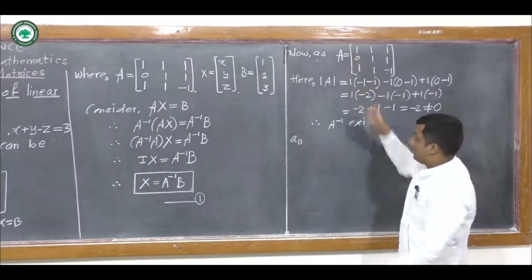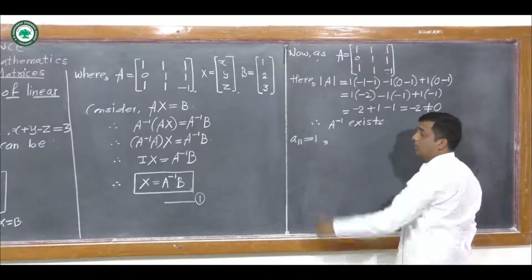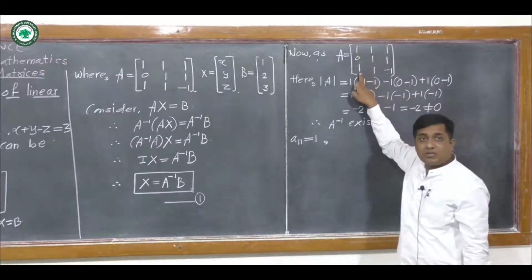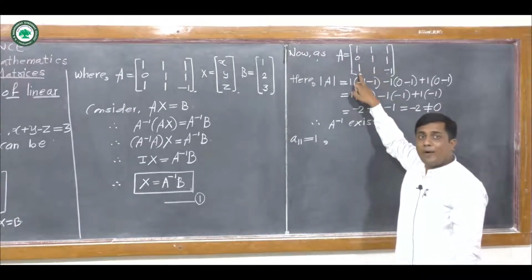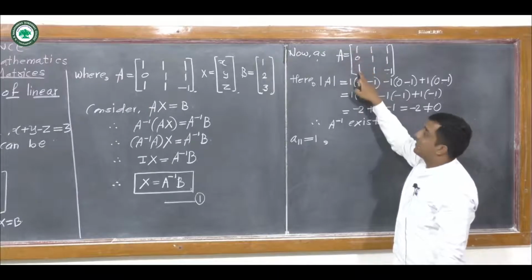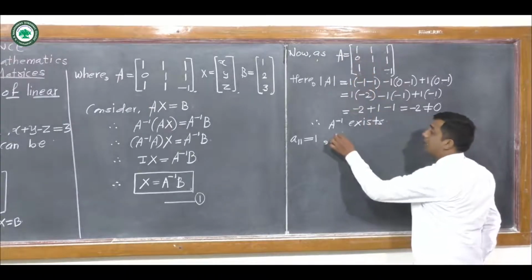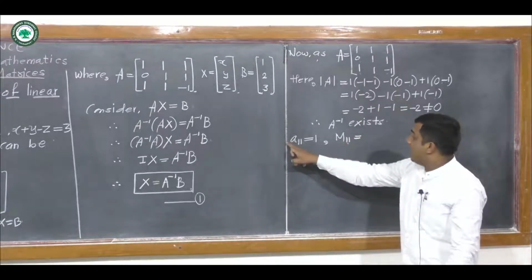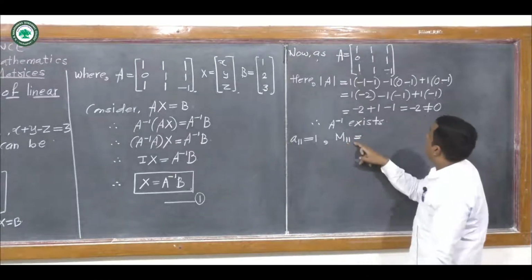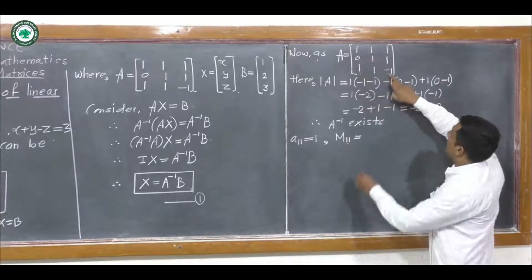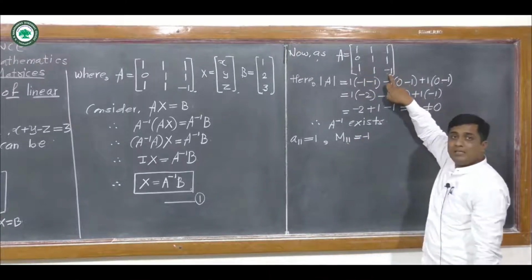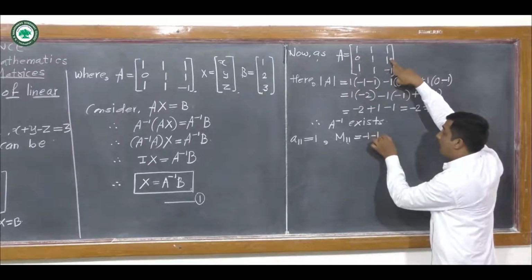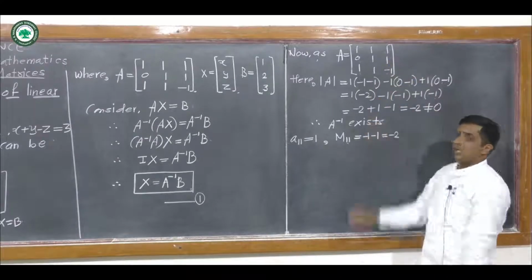Here A11 is 1. Everyone knows 1 is in the first row and first column, so to find the minor we delete the first row and first column. Here M11 is the minor of the element A11. So M11 has 1 into minus 1 is minus 1, then with minus sign 1 into 1 is 1, and this is equal to minus 2.